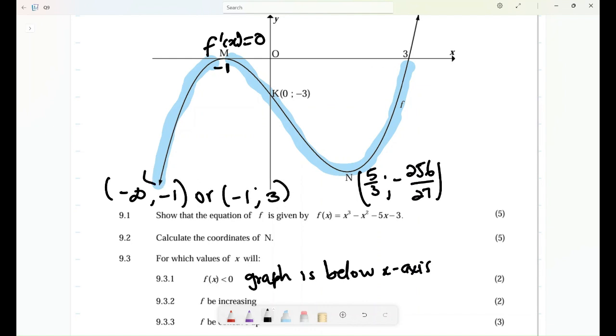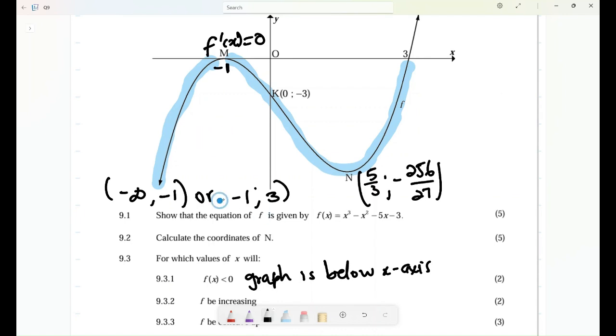Say from negative infinity, I see my graph, but at negative 1 it is not below, right? Then from negative 1 going to 3, it is below, but that negative 1, I should not include it. I use this to exclude negative 1.